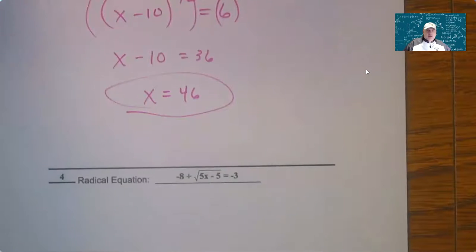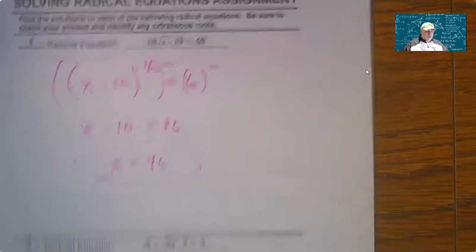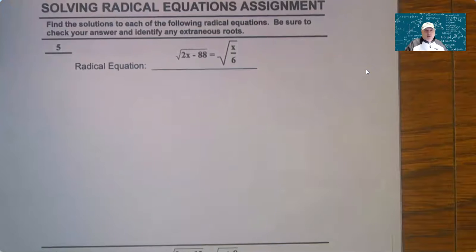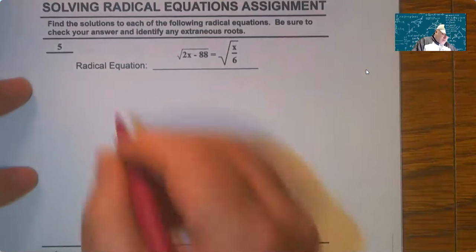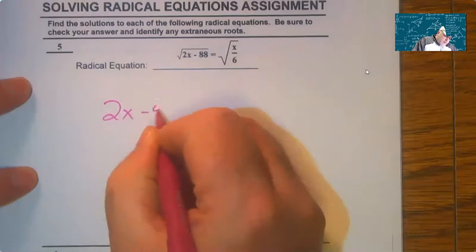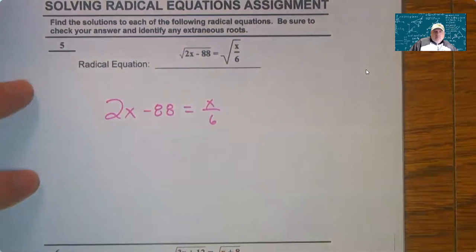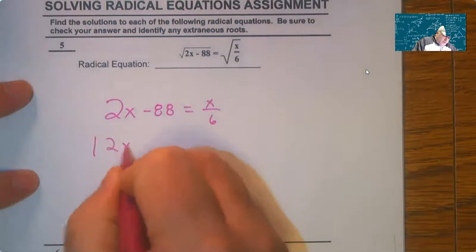So here again, number 4, when you get to it, you want to isolate the square root of 5x minus 5. On to problem 5. So I'm going to do the odds in this assignment. Here we just have a square root expression equals a square root expression. And so what you want to do is just square both sides and lift off the radicals. So multiply everything through by 6.